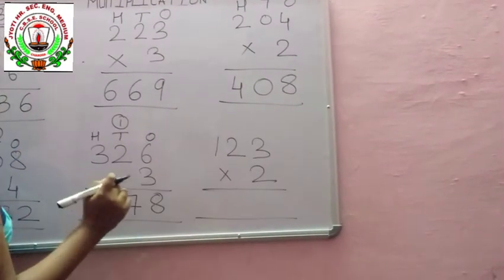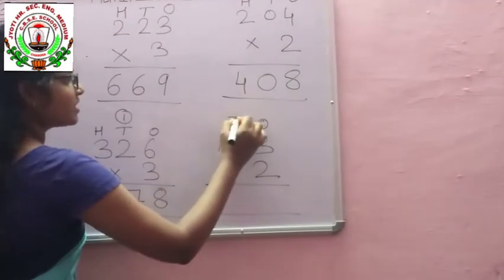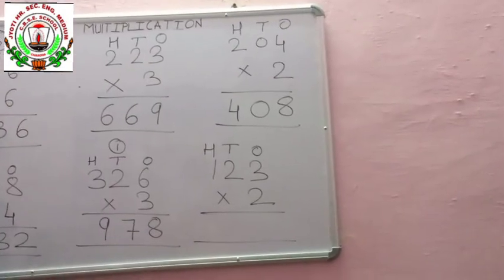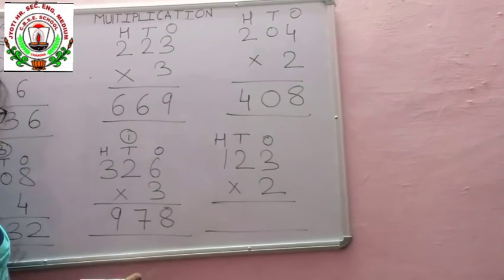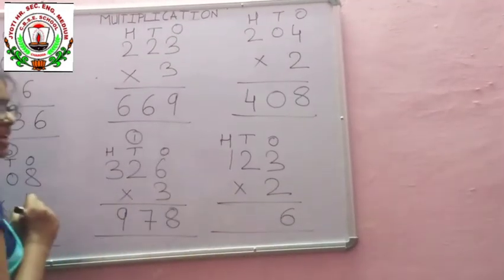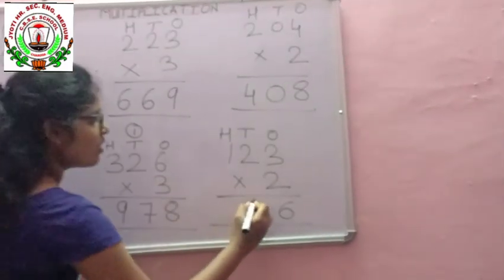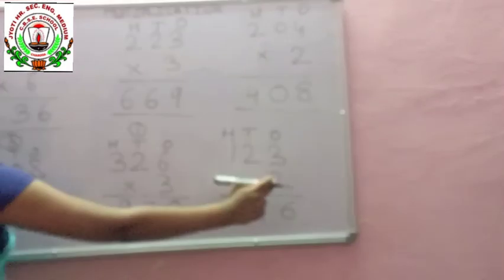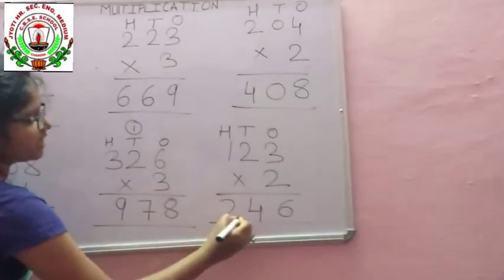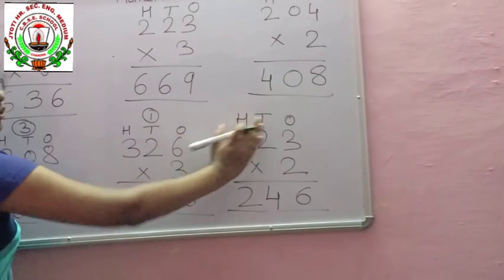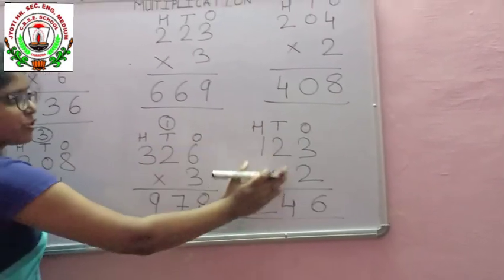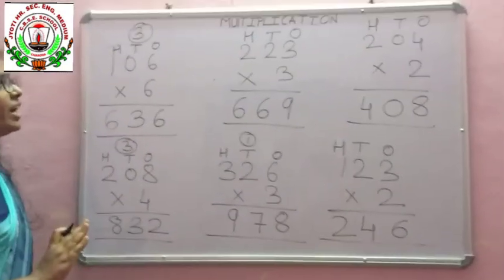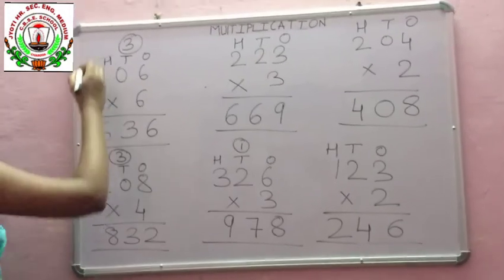123 into 2. This is at ones place, this is at tens place, and this is at hundreds place. So 123 into 2. 2 threes are 6. We write 6 in ones place. 2 twos are 4. We write 4 in tens place. 2 ones are 2. We write it in hundreds place, because here no carryover is there, so we will write the answer as it is.